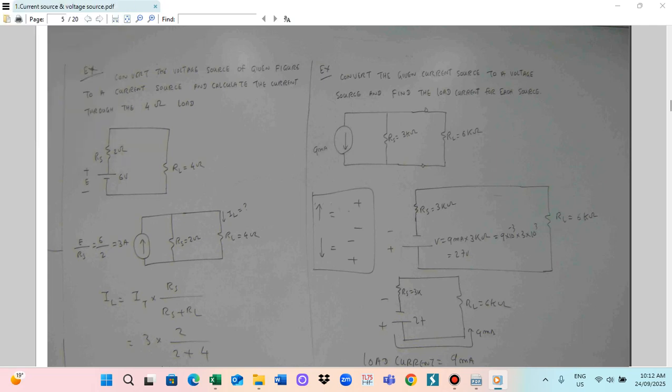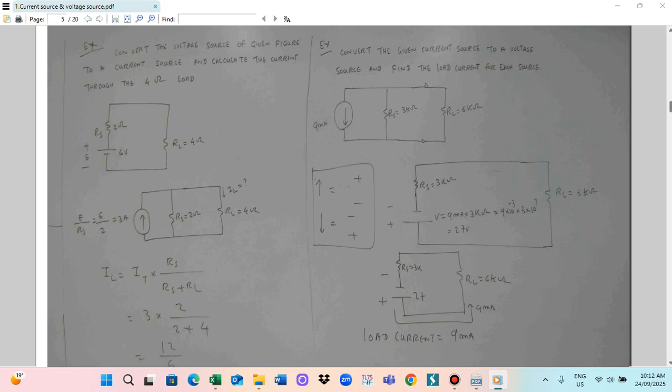Now you see that the current direction is downward. So for the voltage source, the positive will be at the bottom and the negative will be at the top. So this is how we change the voltage polarity, positive and negative. Okay, so 9 milliampere multiplied by 3 kilo ohm. So V is equal to 9 milliampere multiplied by 3 kilo ohm. Then you get 27 volt.